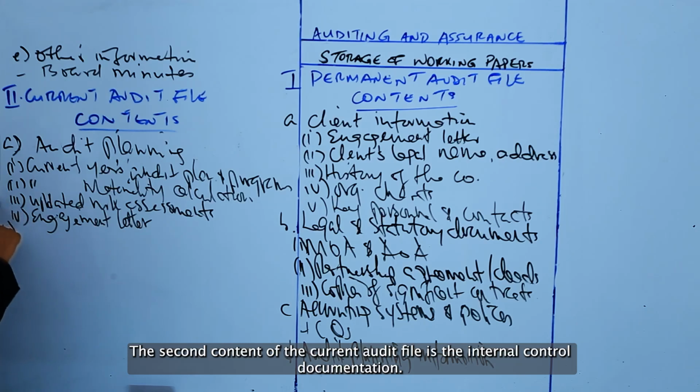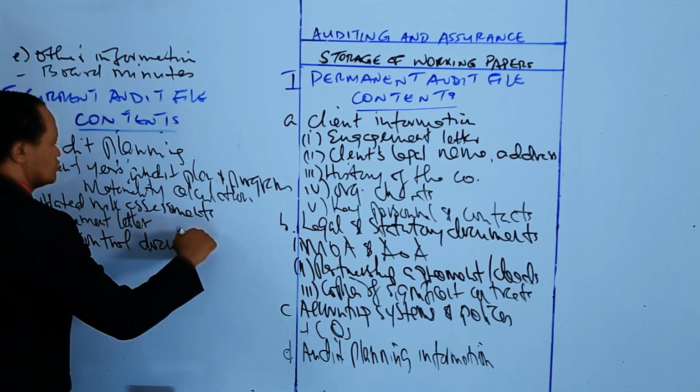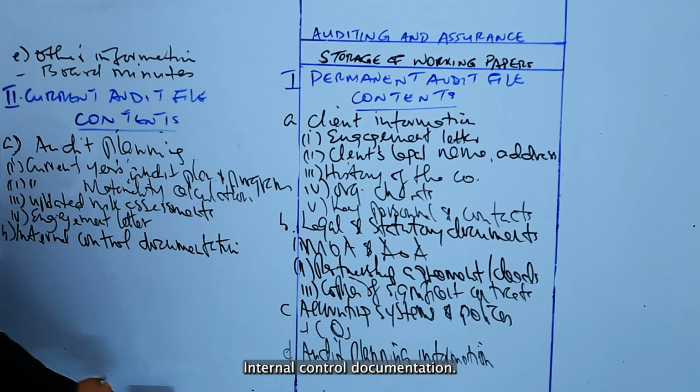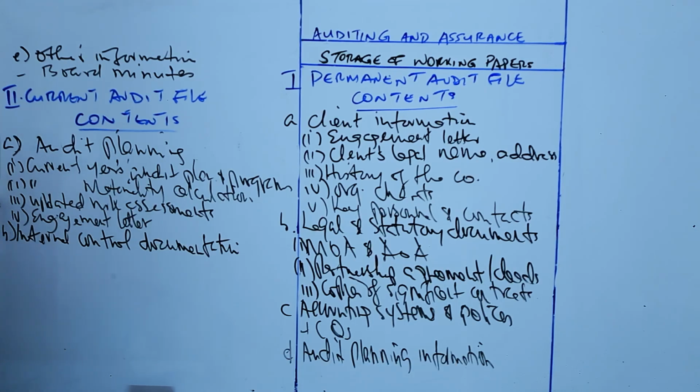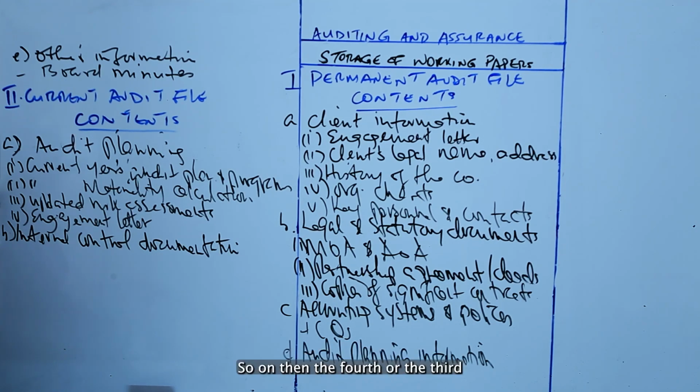The second content of the current audit file is the internal control documentation. This would include the updates to internal control descriptions and evaluations for the current year. It may include the results of tests of controls performed in the current year and so on.